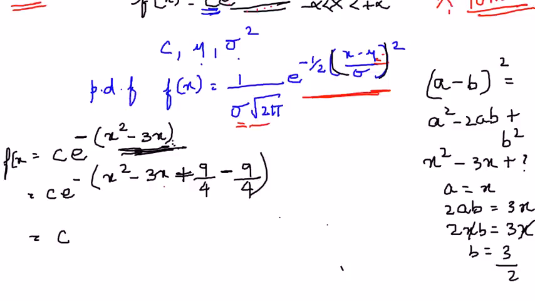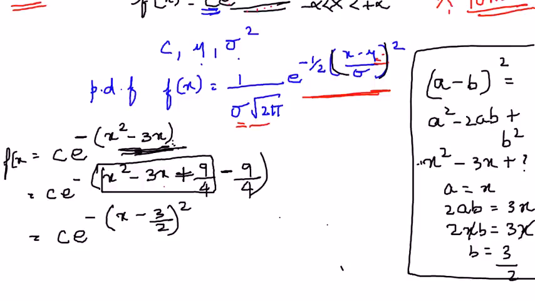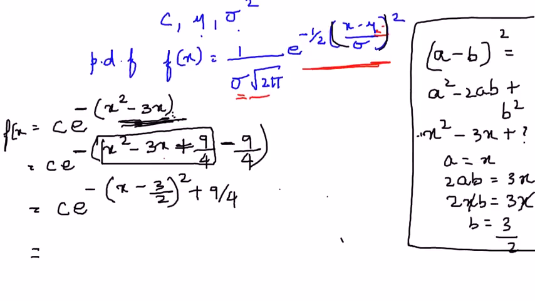So this becomes c e power minus this expression here. x squared minus 3x plus 9 by 4 can be written as x minus 3 by 2 the whole squared. That's what we found out from doing this rough column here. And this minus 9 by 4 here, I'm multiplying by the minus sign which was outside, and it becomes plus 9 by 4. So I'm just going to write it as c e power 9 by 4 into e power minus x minus 3 by 2 the whole squared.